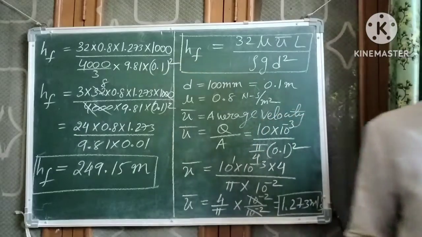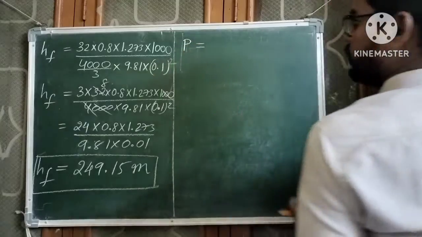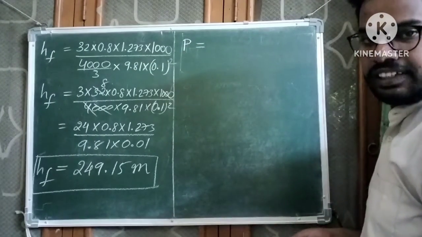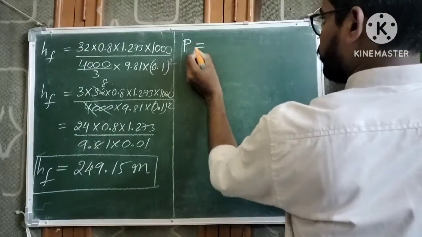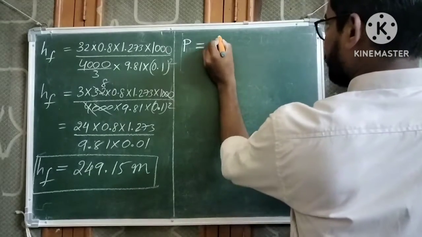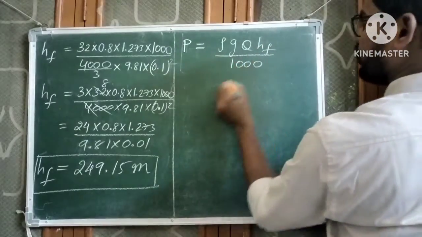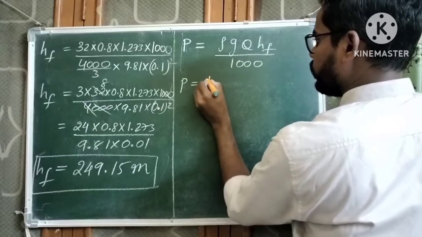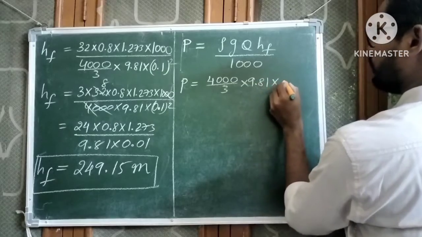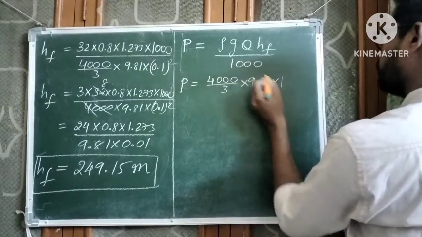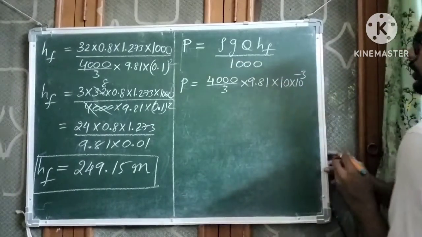Let us find power loss due to friction. The amount of power required to overcome viscous resistance, or simply we can say power loss, is given by, what is the formula? Rho g Q hf by 1000. So P is equal to, rho means density of glycerin, how much? 4000 by 3 into acceleration due to gravity 9.81. Discharge, how much is given? 10 liters per second, so 10 into 10 to the power minus 3 meter cube per second.